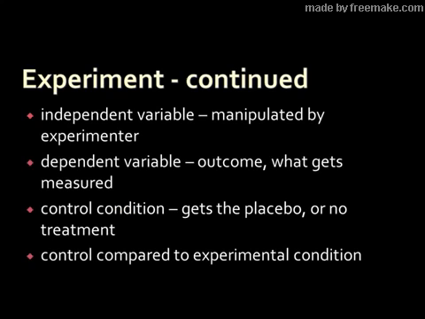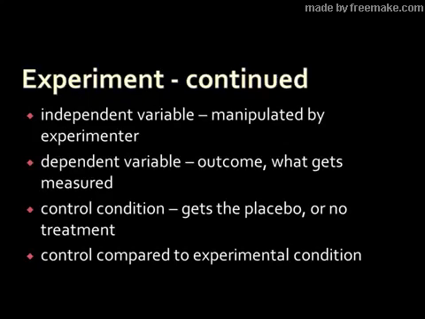So in an experiment, we have an independent variable, and the independent variable is the one that gets manipulated by the experimenter. So in the previous example, what was the independent variable? The independent variable there was yoga versus no yoga. The dependent variable is the outcome. It's what gets measured. So what was the dependent variable in the yoga study? It was the subjective stress score.